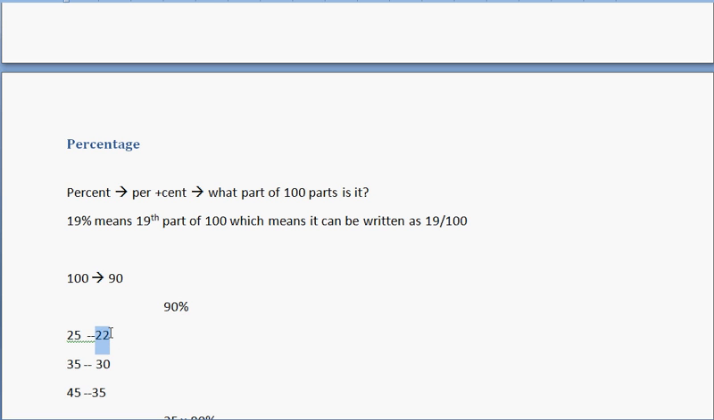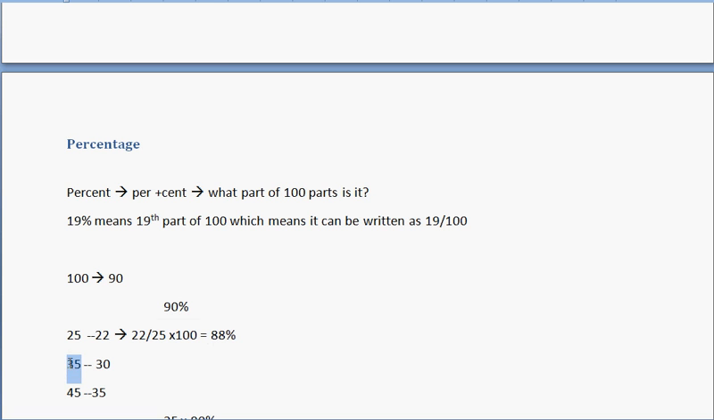This means out of 25 he has got 22 marks. Percentage means that if the maximum marks were 100, what would be his marks, right? So now he's got 22 out of 25, right? Had it been 100, we would have multiplied by 100 to get the percentage. So this would be 88%.